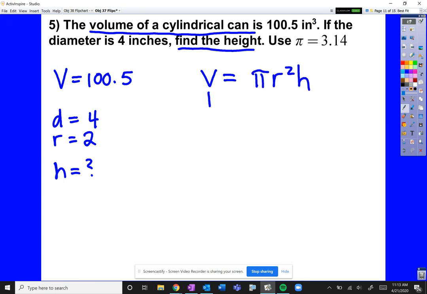Okay, what are we substituting in for V? Do we know it? We do. It's 100.5. What are we subbing in for pi? It tells us to use 3.14. What are we subbing in for the radius? We know the diameter is 4, and remember, the radius is half that, so it's 2. And then, wait a minute, we don't know h, so we're going to keep it.